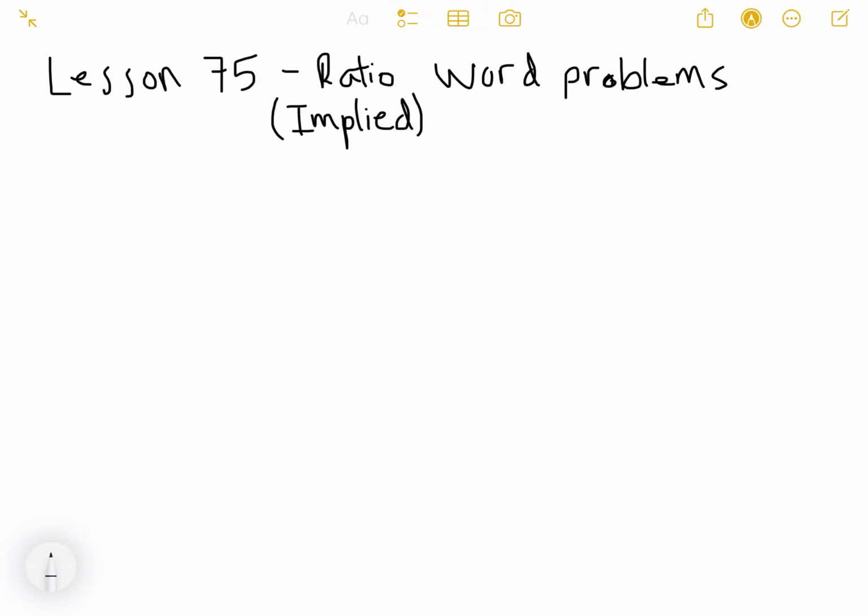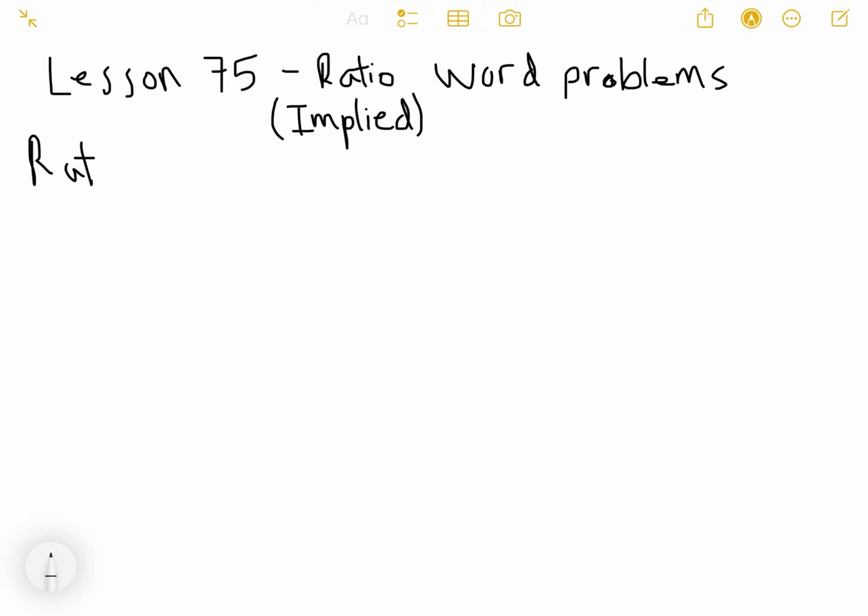Alright, ratio word problems, which they say are implied ratios here, which means you're supposed to assume that they are. But anyway, let's think about how we'd solve a ratio problem in general. What is a ratio? A ratio is nothing other than a fraction, okay? A ratio is simply a fraction.